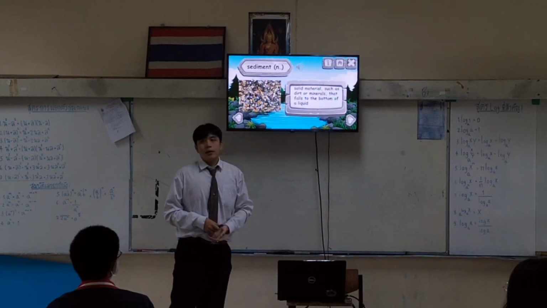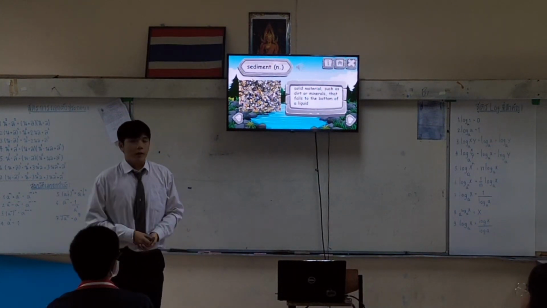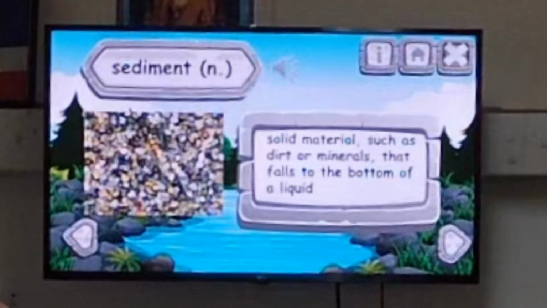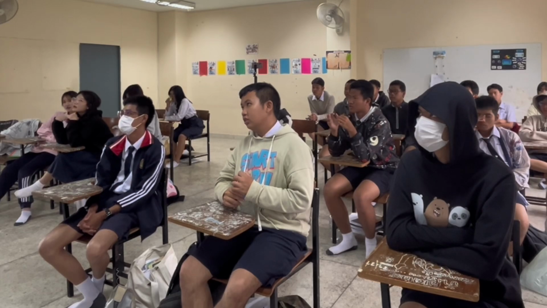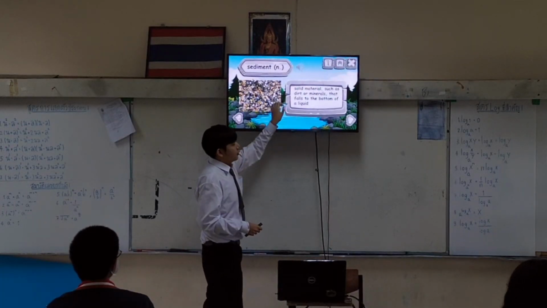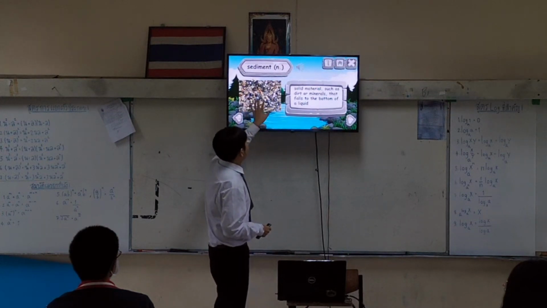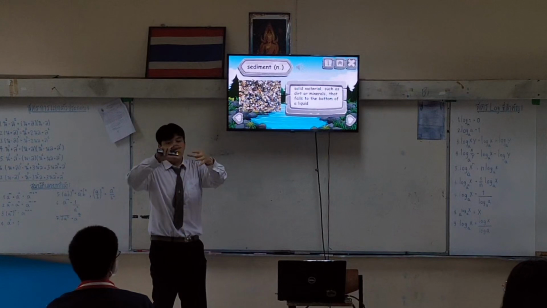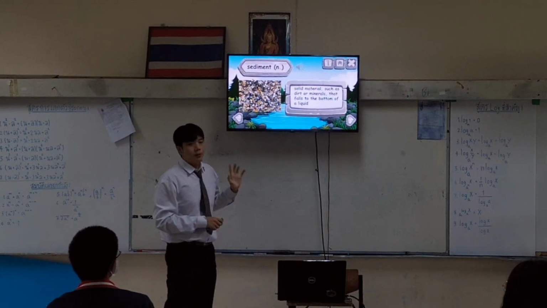And here is the second word. Okay, let's hear the word 2 times. Sediment. Sediment. Okay, now your turn. Okay, sediment. Sediment means solid material or little rocks like you see in this picture. Here is rocks, but it is very small. So we call it sediment.